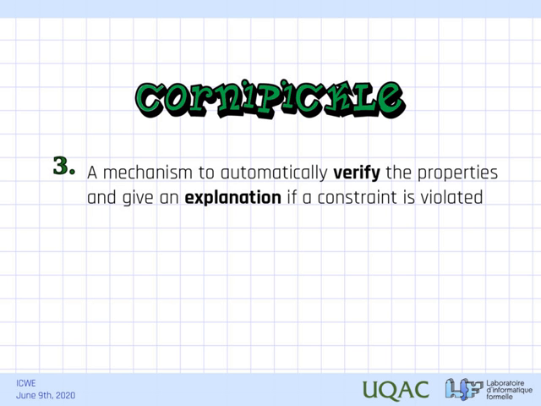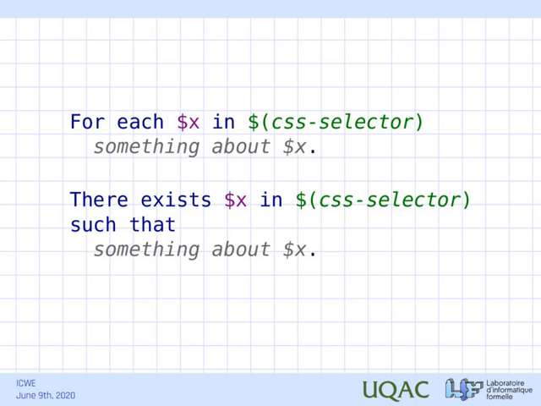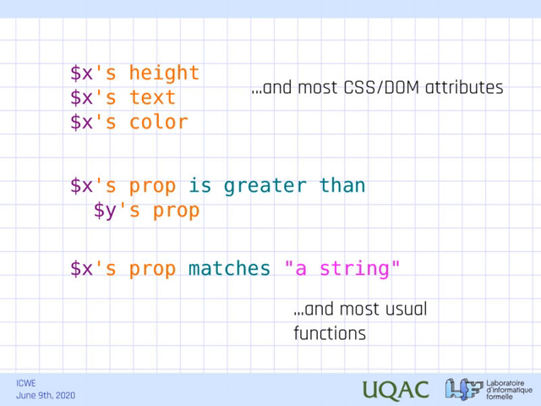CornyPickle uses a language that is designed to look a lot like English in order to make properties readable to non-specialists. For example, quantifiers such as for each and there exists, which allow to express conditions on a set of elements picked by some CSS selector, are written, well, exactly like that. The language also provides ways of accessing an element's various properties, compare values or match a string, all in a relatively straightforward syntax.